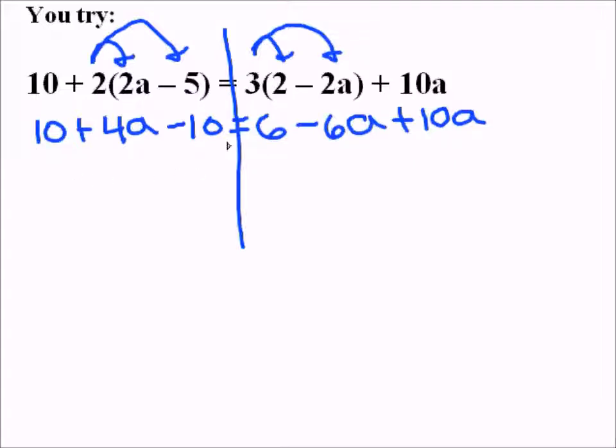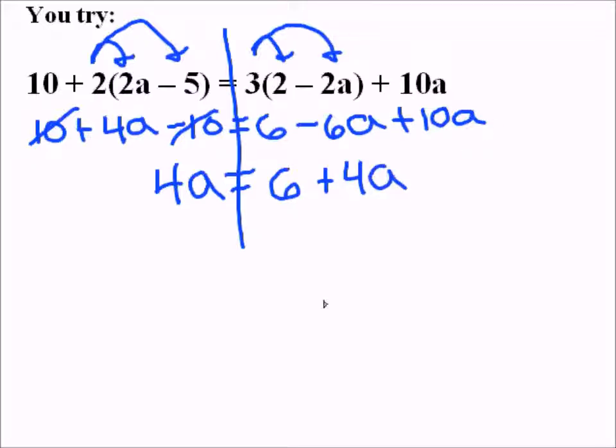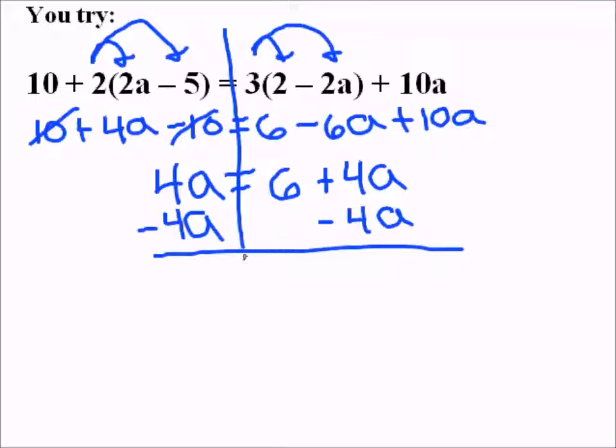10 minus 10 is 0, so we don't have to write 0 because 4a plus 0 is 4a. And where we have a negative 6a plus 10a gives us a positive 4a. We're now going to get rid of the a's on one side so that we have a's only on one side. And to do that, I'm going to subtract 4a's from both sides.